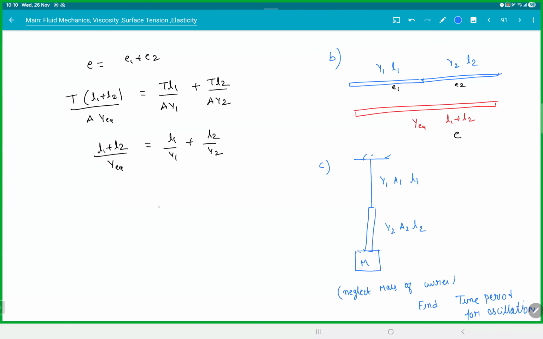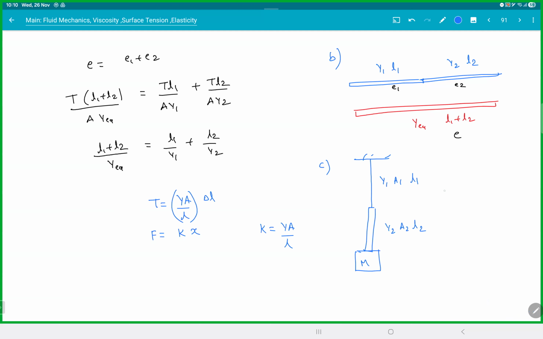You can clearly see that tension is equal to YA by L times delta L. This kind of looks like F is equal to Kx, isn't it? So each wire can be treated like a spring whose spring constant is YA by L. So you can replace this with springs. This is K1 and this is K2. And springs in parallel, what will be K equivalent? Springs in parallel, K equivalent will be K1 plus K2. And the time period will be 2 pi root over M by K equivalent. Is that clear, everyone?